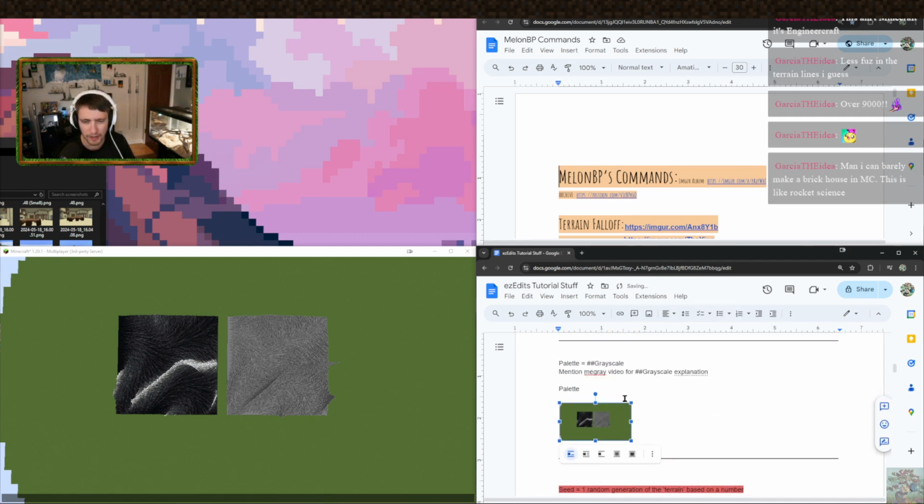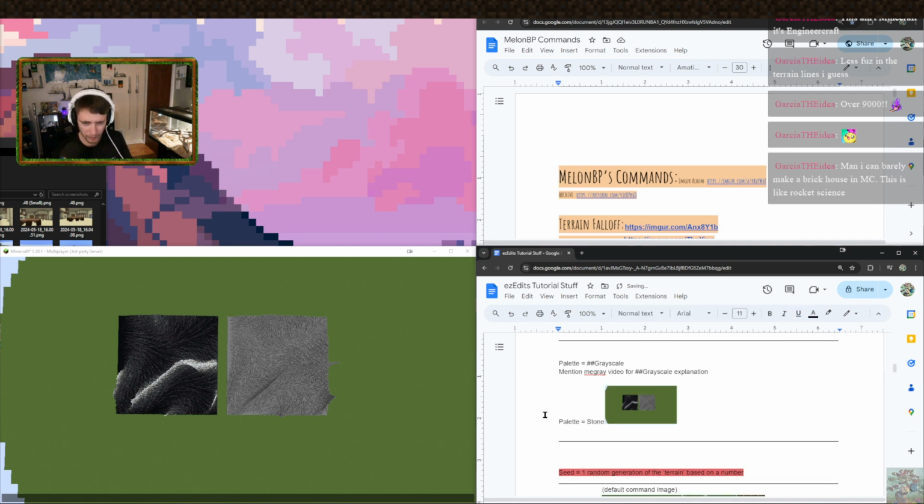Shrink that down a lot because I don't need to. You can see one has texturing and one is just a block equals stone. And yeah, that's this one. Okay. That's that.